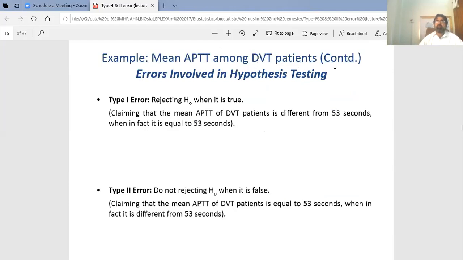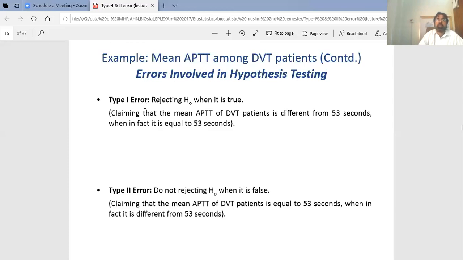Errors involved in hypothesis testing. Type 1 error: rejecting H0 when it is true, claiming that the mean APTT of DVT patients is different from 53 seconds when in fact it is equal to 53 seconds. Type 2 error: not rejecting H0 when it is false, claiming that the mean APTT of DVT patients is equal to 53 seconds when in fact it is different from 53 seconds.